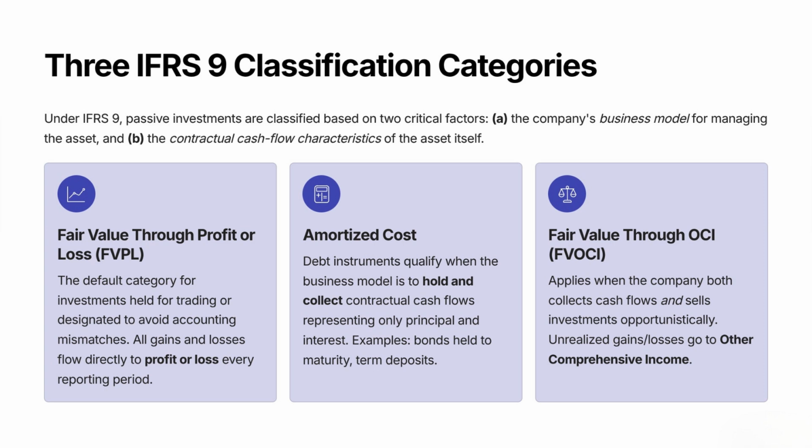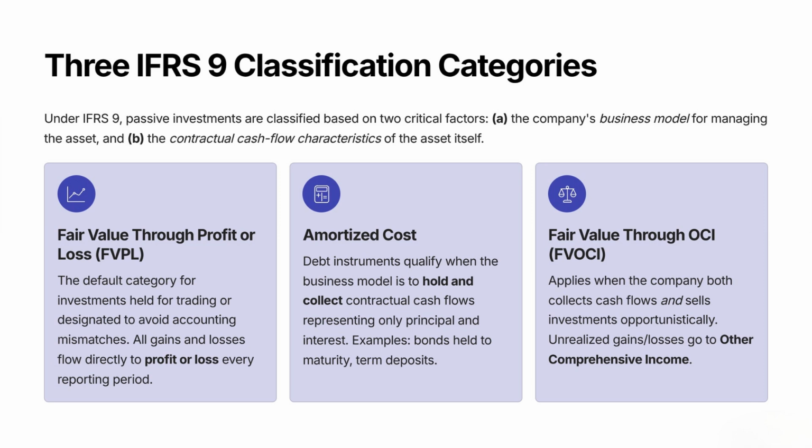Next, we have amortized cost. Debt instruments qualify here if two conditions are met. 1. The business model is to hold and collect contractual cash flows, and 2. Those cash flows represent only principal and interest. Examples include bonds held to maturity, term deposits, and accounts receivable. These are measured using the effective interest method, which we'll explore in a moment.